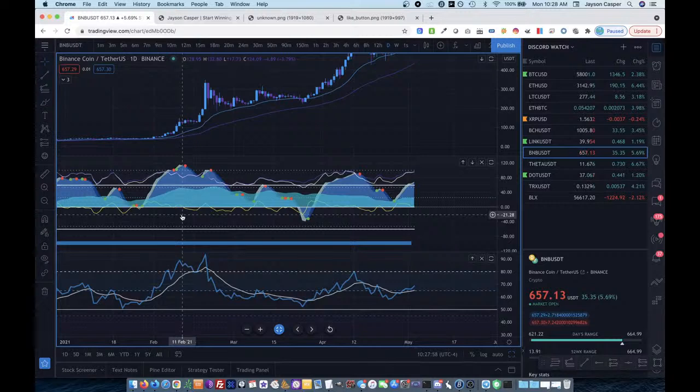Action camera. We did talk about the fake wick. What Market Cipher tool am I using? Just regular old Market Cipher.